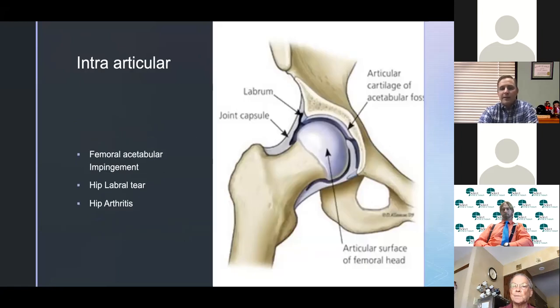Now we're going to talk about the intra-articular pain. The three most common areas of pain for what's going on in the hip, as far as the joint itself and things we can do for them, would be hip impingement with labral tears, and then hip arthritis. There are multiple other things like instability, dysplasia, and avascular necrosis. All these things do occur in the hip and are common, but they're not as common as these three.